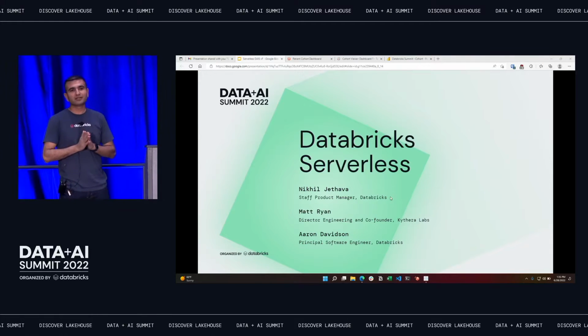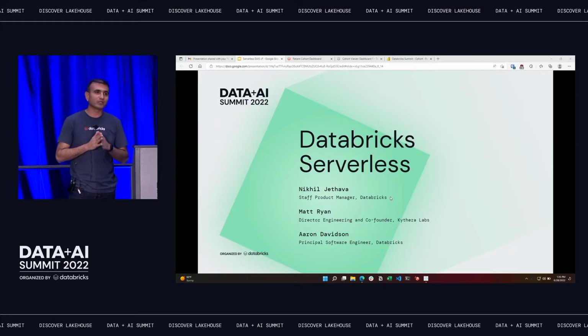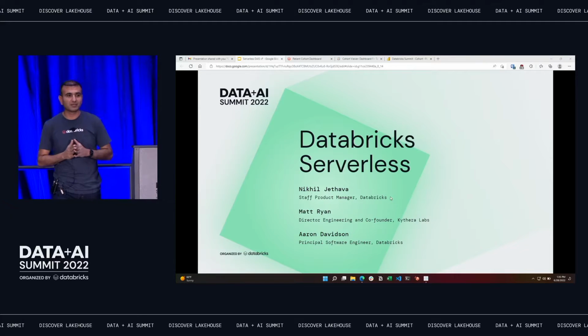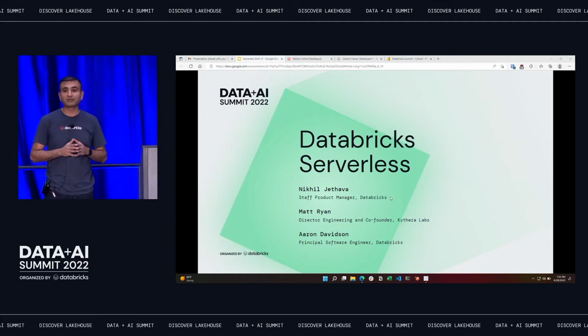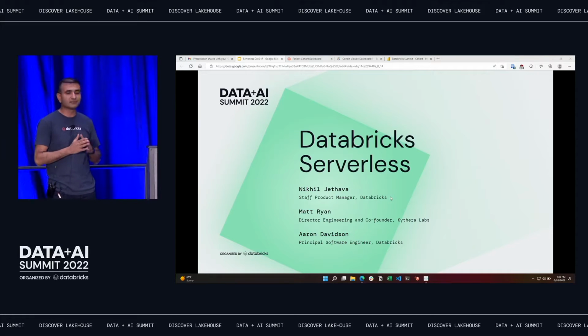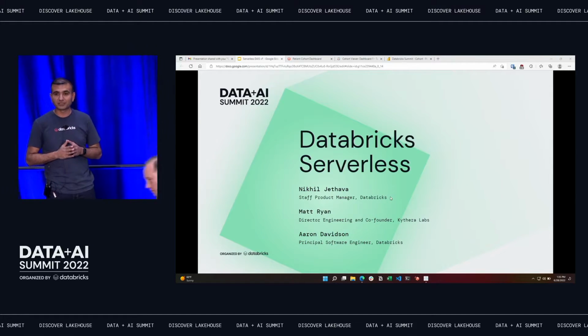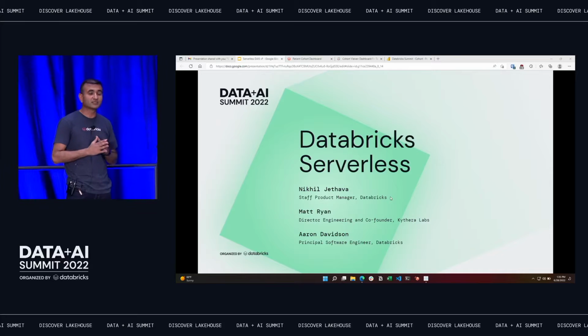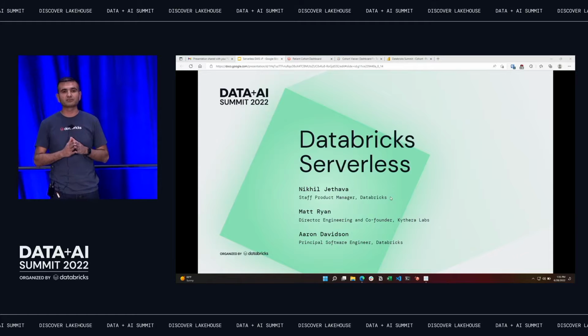So let's go and learn about Databricks Serverless, what that is. My name is Nikhil Jatawa. I'm a product manager here, part of platform team. Along with me, we have Aaron Davidson. He's a principal software engineer, Uber technical lead for the serverless platform. And we'll have Matt Ryan presenting about how they are using the serverless platform.